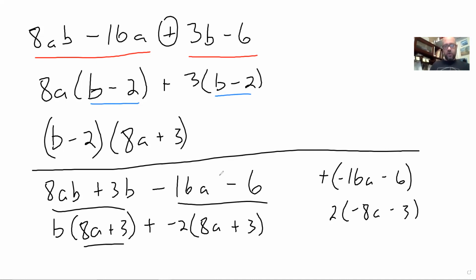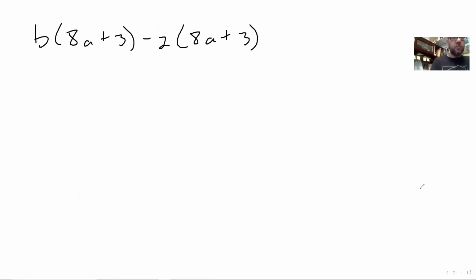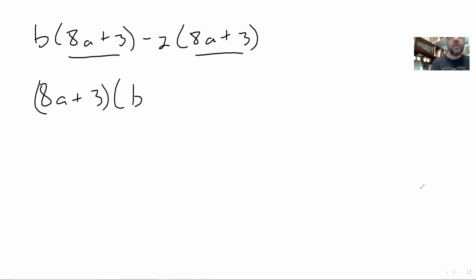So let me go to the next board and see what we've got. So I've got b times 8a plus 3 minus 2 times 8a plus 3. And lo and behold, same thing in the parentheses. Great, we're going to pull that out. We're going to get 8a plus 3 times b minus 2.